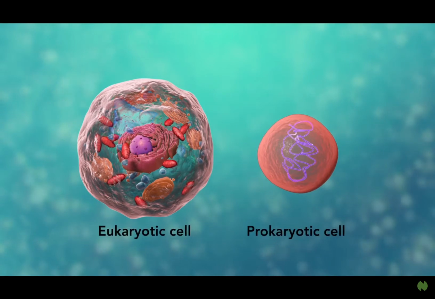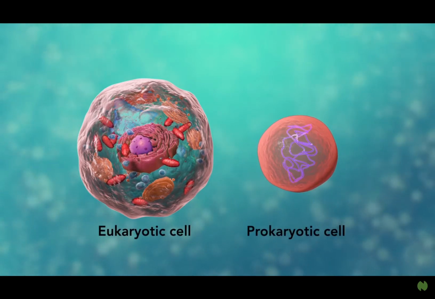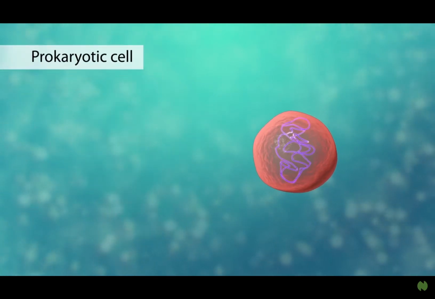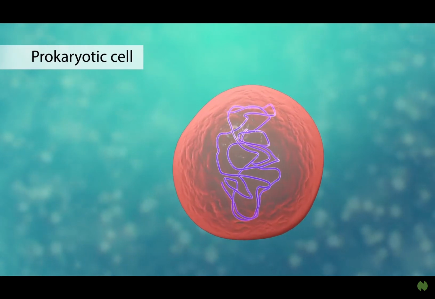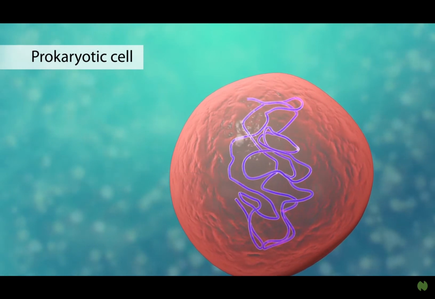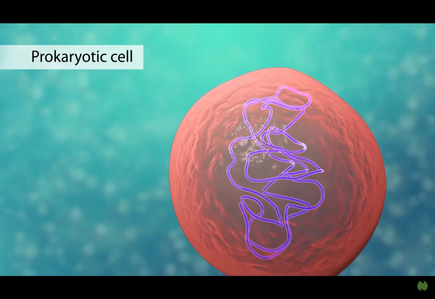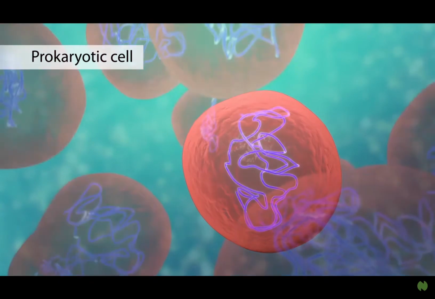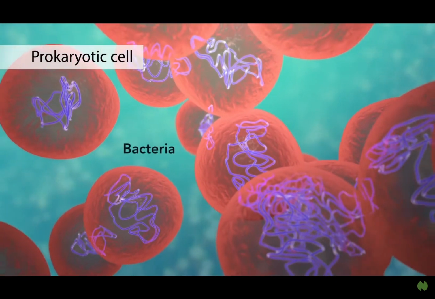The other type is prokaryotic. Unlike eukaryotic, they lack a nucleus and membrane-enclosed organelles, though they still contain genetic material that is located within the cytoplasm. Prokaryotic cells are always single-celled or unicellular organisms, such as bacteria.